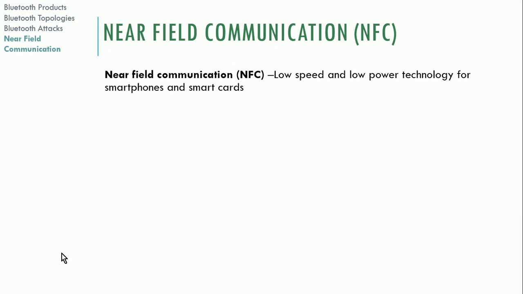Another example of a wireless technology, after Bluetooth, which was the first example, is the second one your book talks about: near field communication, or NFC, which is low speed and very low power, for smartphones and smart cards. The thing about NFC that's important to understand is that it requires very close proximity for most devices.